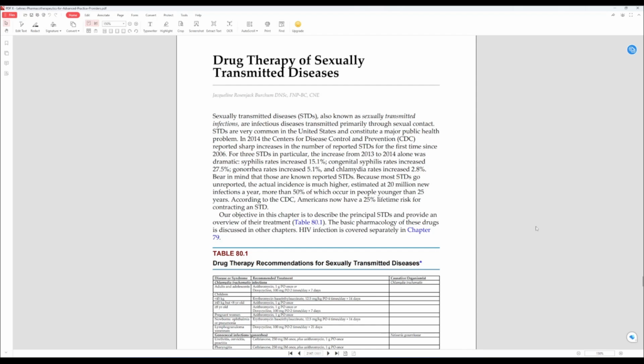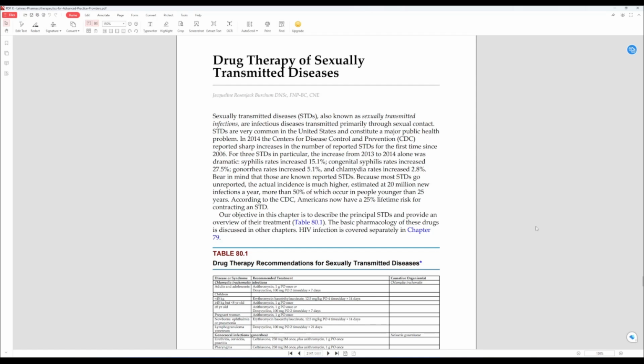Because most STDs go unreported, the actual incidence is much higher, estimated at 20 million new infections annually, more than 50% of which occur in people younger than the age of 25. According to the CDC, Americans now have a 25% lifetime risk for contracting an STD.